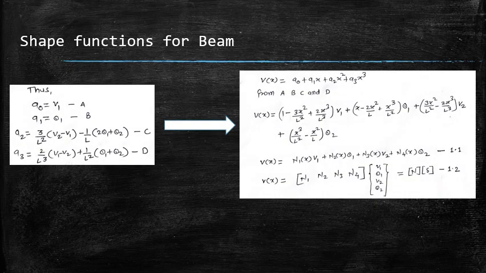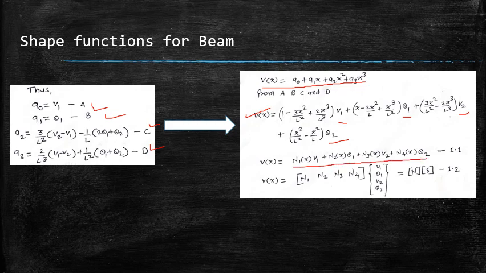Now you can see equation A, equation B, equation C and equation D represent the values of a0, a1, a2 and a3 respectively. If we substitute these values of a0, a1, a2 and a3 in our displacement model and collect the similar coefficients, meaning collect the coefficients of V1, theta 1, then V2, theta 2, we can write this expression. So this expression is similar to this expression.